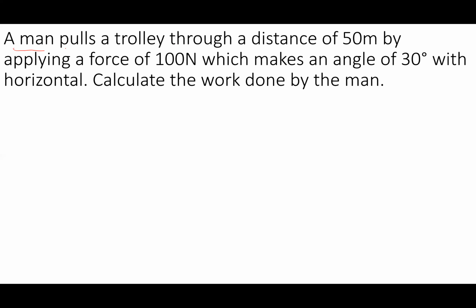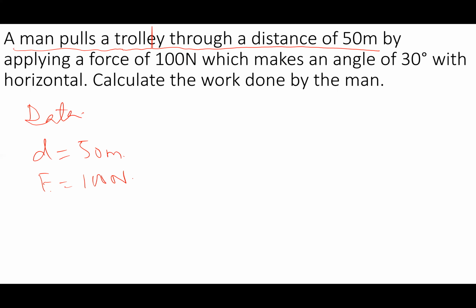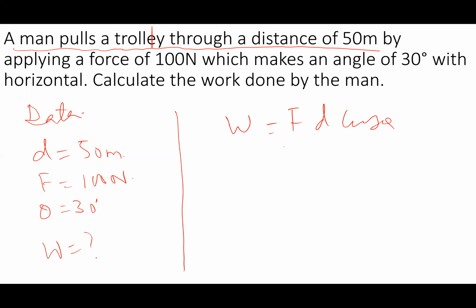Numerical 4. A man pulls a trolley to a distance of 50 meter. So write the data. Distance is 50 meter. By applying a force of 100 Newton, which makes an angle of 30 degree with the horizontal, calculate the work done by the man. Work is equal to F d cos theta. That is 50 multiplied by 100 and cos 30. You will get the answer.